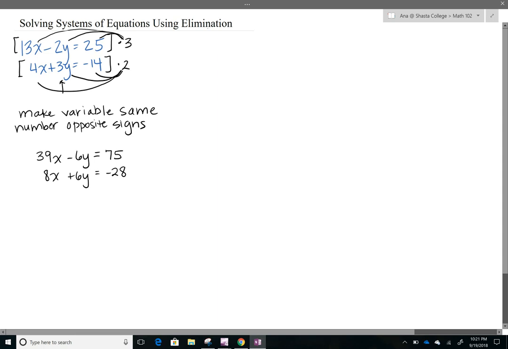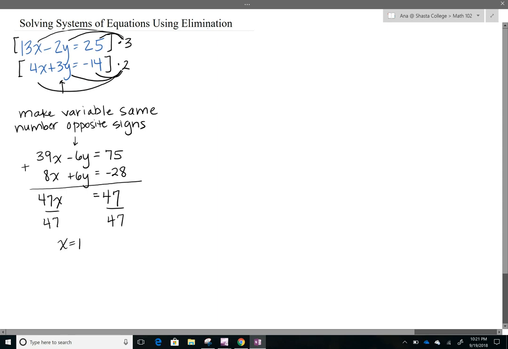And now I notice that both of my y's have the same number but opposite signs. I'm going to go ahead and add my two equations together. 39 plus 8 is 47x. Negative 6y and positive 6y cancels out. 75 and negative 28 is positive 47. I divide both sides by 47, and I get x equals 1.